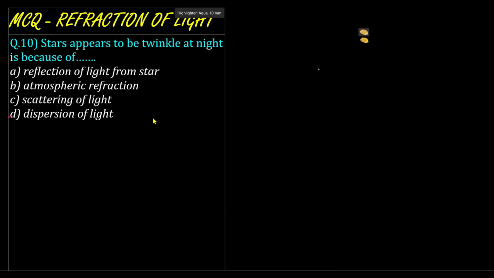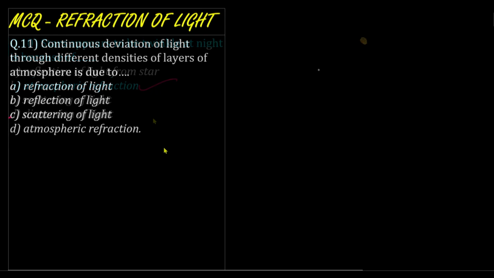It is atmospheric refraction which gives an apparent vision of the star slightly raised above, and the changing density of the air brings about fluctuation, so the intensity of light entering our eye keeps on changing. As you can see, the intensity of light entering our eye keeps on changing, and that is the twinkling of stars. So the twinkling of stars is caused by atmospheric refraction.